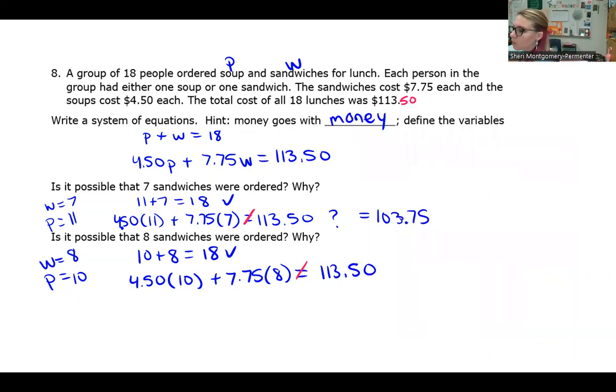Were you able to figure out one of them that was equal to 113.50? Yes. Last one. Yes. Good job. So the last question on here, a group of students attended a play. You have middle school students and you have high school students. So when you're defining variables for these, you can use M and H because you've got middle school and high school. It says that middle school was $4, high school was $6. There were 100 students and there were $560.